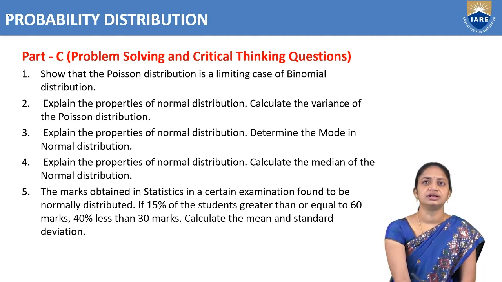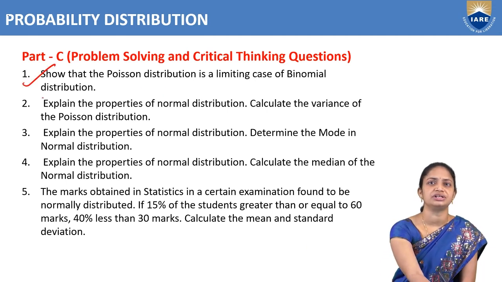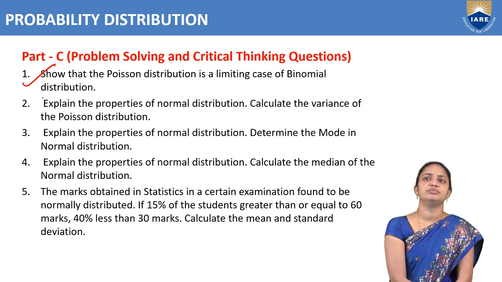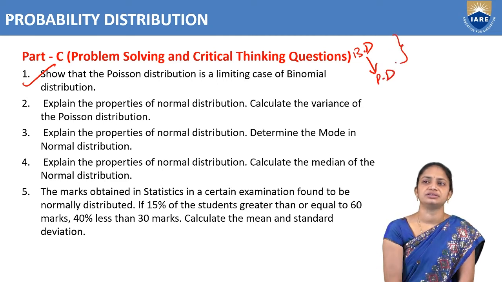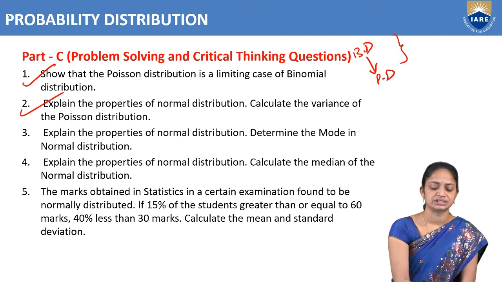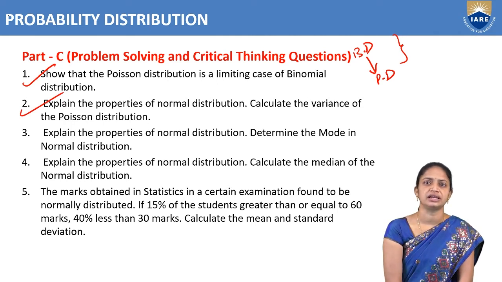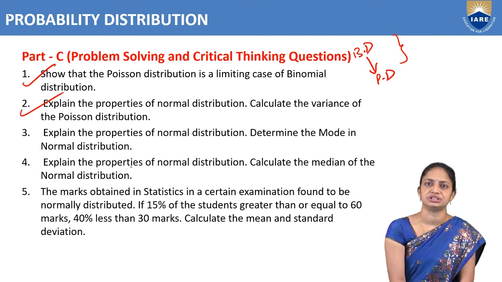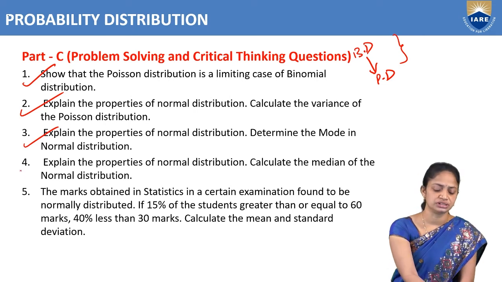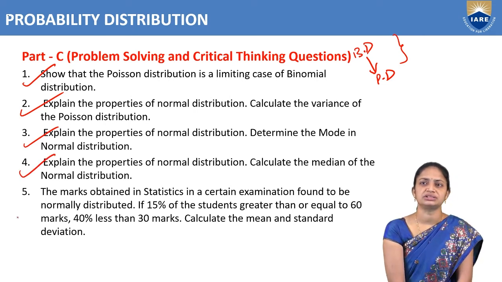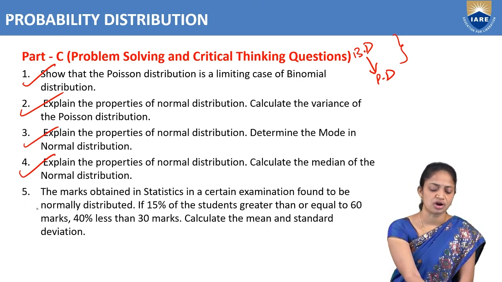Next, show that this is the derivation. Show that the Poisson distribution is a limiting case of binomial distribution. We have to take the binomial distribution. We have to prove the Poisson distribution by using the 3 conditions of the Poisson distribution. So next, explain the properties of normal distribution and calculate the variance of the Poisson distribution. This is also a derivation. And explain the properties of normal distribution and determine the mode of the normal distribution. So this is also a derivation. And explain the properties of normal distribution and calculate the median of the normal distribution. So these are all derivations.